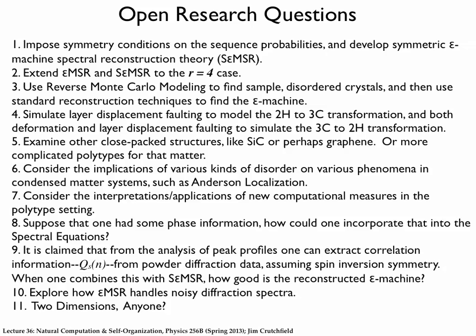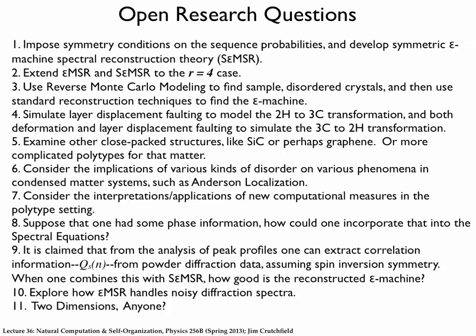What Nikki was talking about with symmetry conditions, we can actually impose the symmetry conditions directly on the equations for the Epsilon machine. And that turns out to be possible because we think a lot of crystals are pretty symmetric. We can tell that by the diffraction spectrum. We can extend these to the R equals 4 case, which is perfectly doable. We can also use a reverse Monte Carlo to find disordered crystals, to find sequences which would give the appropriate diffraction spectra, and then do a machine reconstruction on that sequence. That's also something that one could look at. We need to simulate some more of these different kinds of faulting mechanisms to have a better idea of what the Epsilon machines look like.